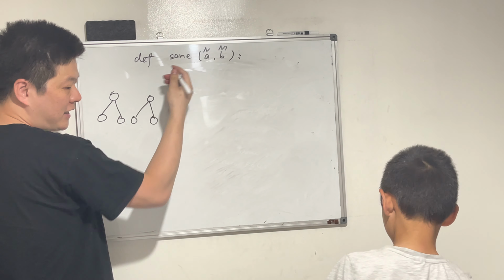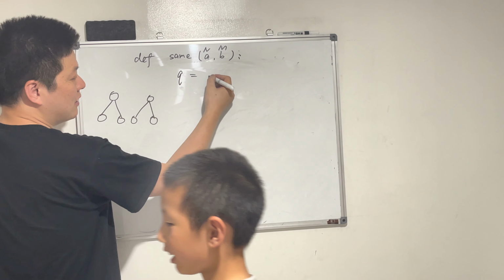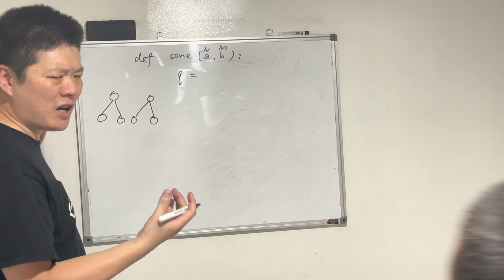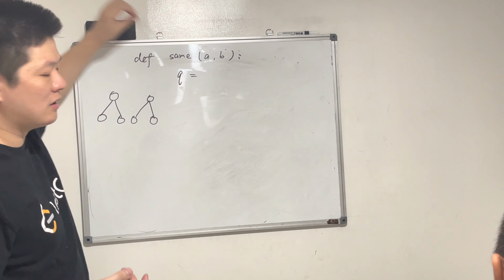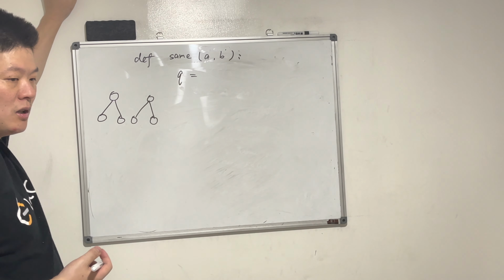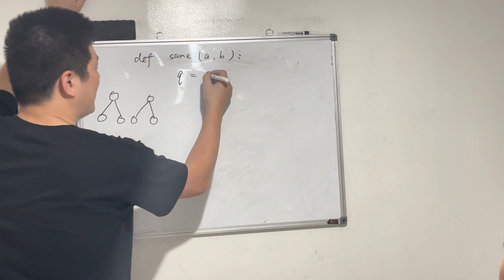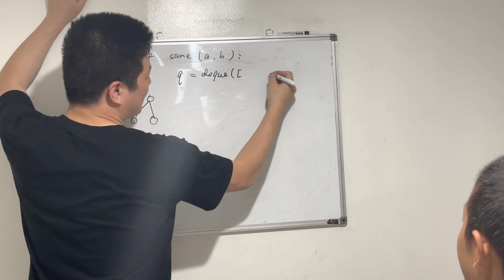What do we need to declare? Q. Okay, so let's name it Q equals what? There are A and B. Where's the root? Q equals what? What kind of thing? DQ. DQ, yeah. Come on, DQ. And then what should we do right here?